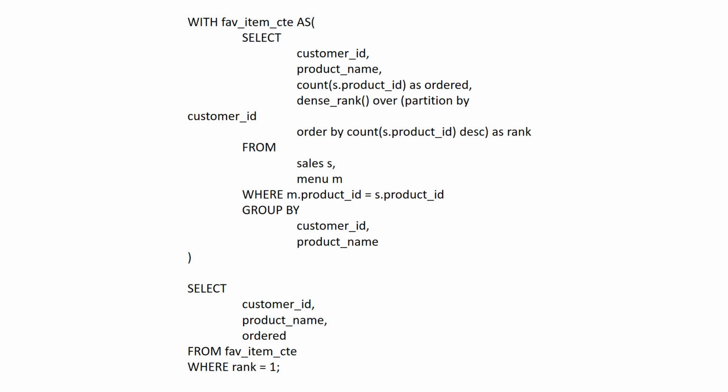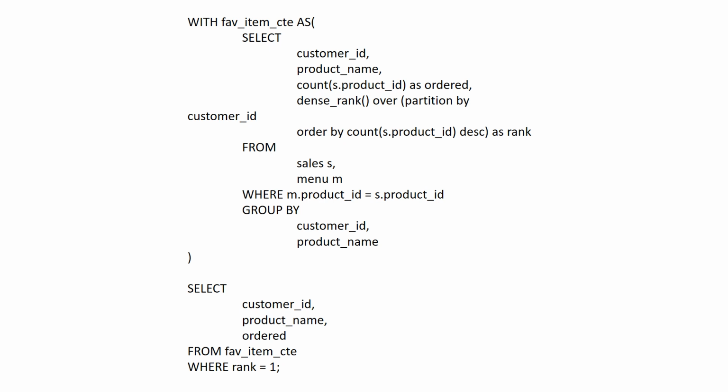Okay, the CTE query uses a join to link the sales table with the menu table using the common field product ID. Okay, the CTE query groups the result by customer ID and product name using the group by clause.